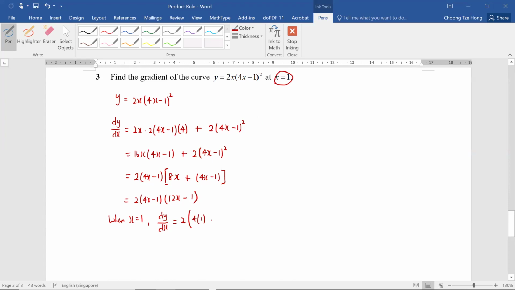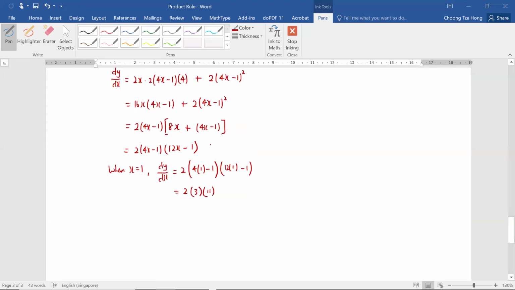Replace the x with 1. So over here you'll get 2, over here you'll get 3, over here you will get 12 minus 1, 11. So you'll get 66. Right, so 66 is a very big gradient.